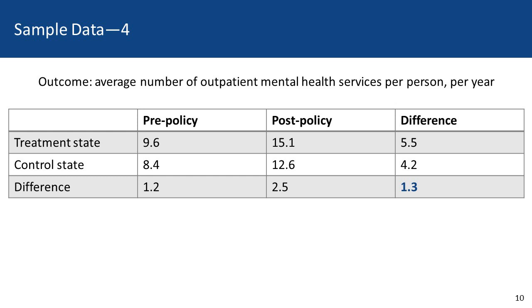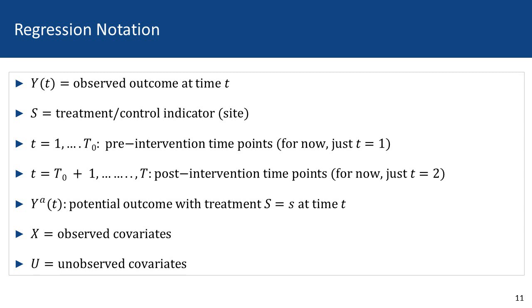When we think about difference in differences in a regression context, these are the common notations that are used. So we have our Y of t, which is our observed outcome at time t. We have an indicator variable for treatment or control. And we also have a time indicator for pre-intervention time points. For now, we're looking at just one time point, and post-intervention time points. And there could be a potential outcome under either treatment condition at any given time.